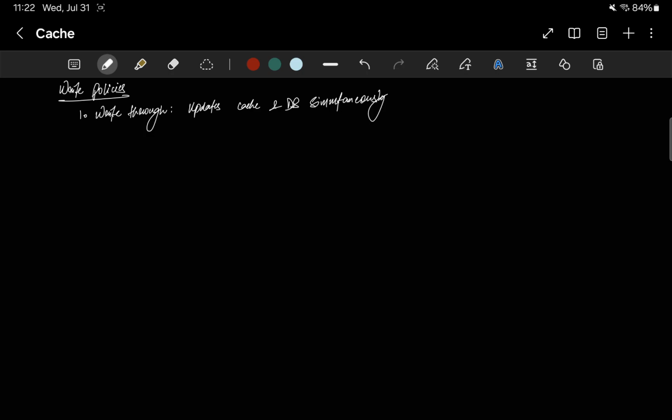I'll write it down so that it's more clear. Characteristics are actually clear from the definition, so I'll write about advantages. I'll just reiterate the characteristics. Each write operation triggers an immediate update to both cache and the database. It ensures that the data in cache is always synchronized with the data in database. DB and cache always synchronized.